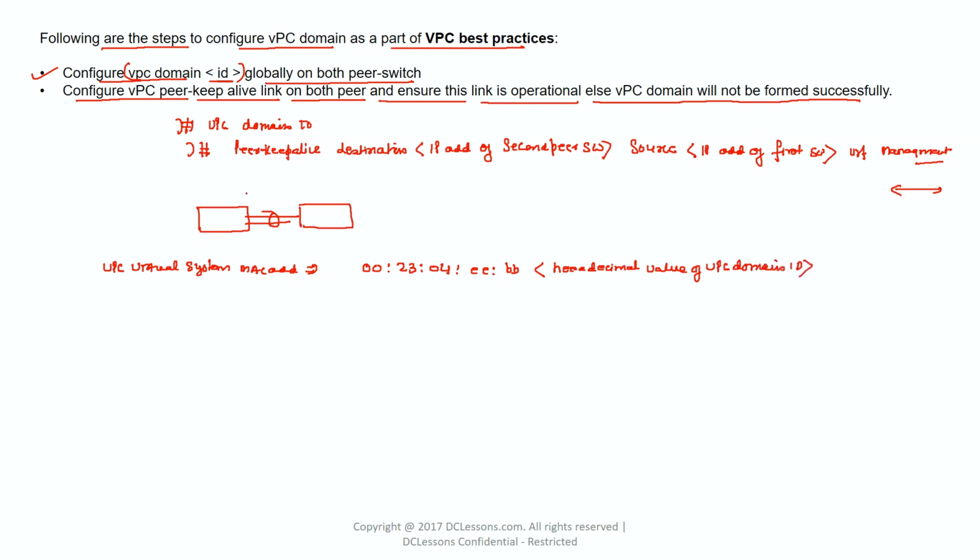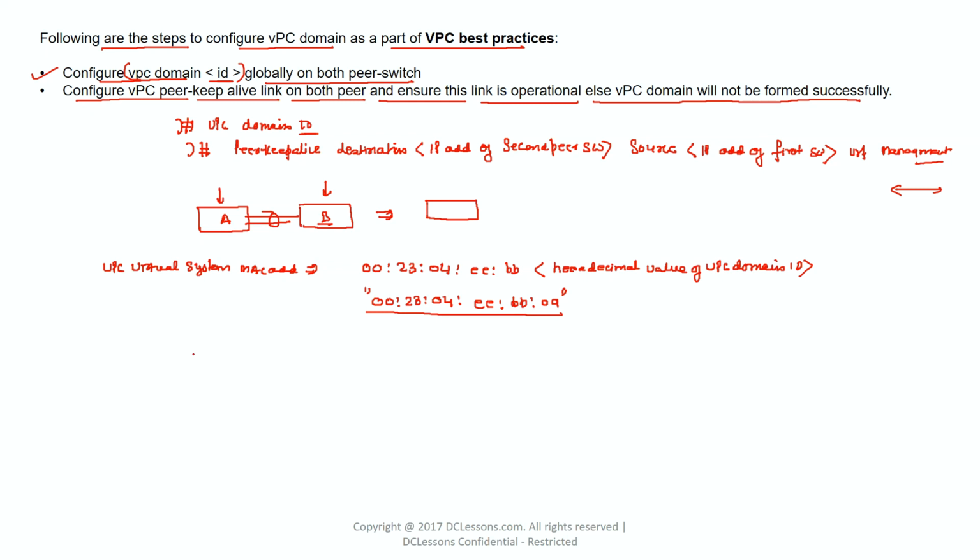Because we have configured VPC domain 10, what will our VPC system MAC address be? 0023.04EE.BB, and the hexadecimal value of 10 will be 0A. So this MAC address will be present here and also here. This is my A switch, this is my B switch. Because my virtual system MAC addresses are the same, it will look like a single logical switch.